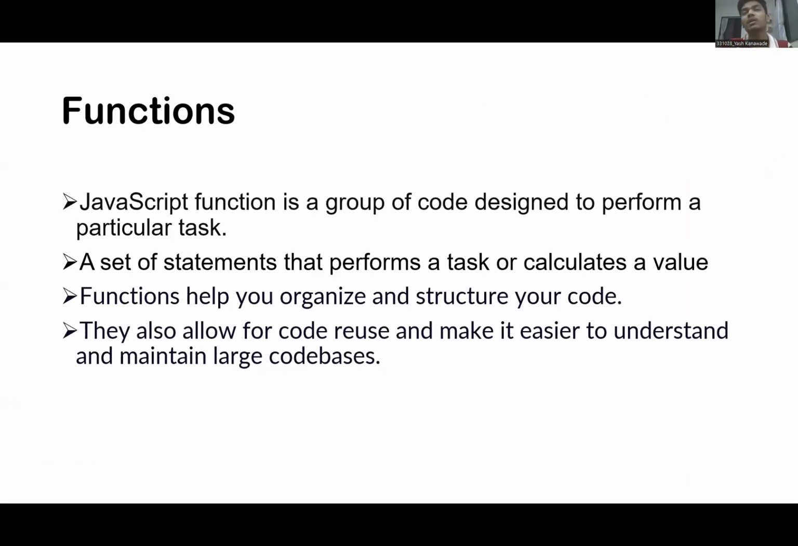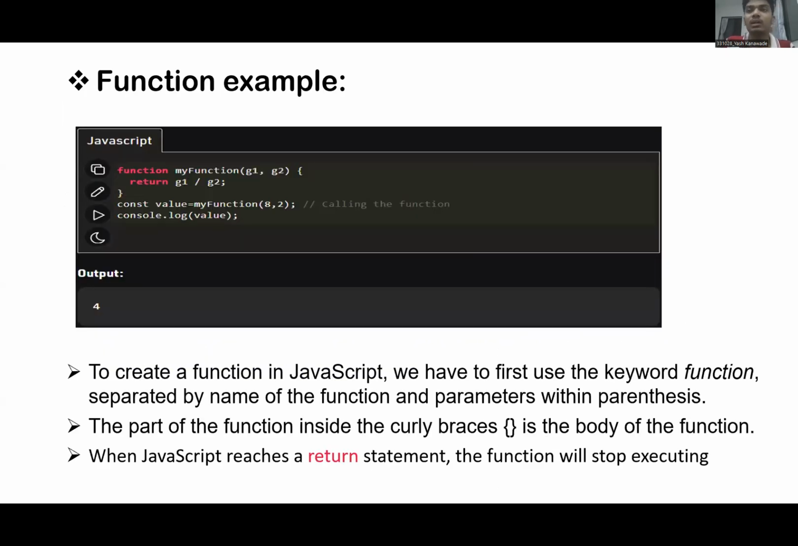A JavaScript function is a group of code designed to perform a particular task, a set of statements that performs a task or calculates a value. Functions help us to organize and structure our code. They also allow for code reuse and make it easier to understand and maintain large code bases. Next one is the example.